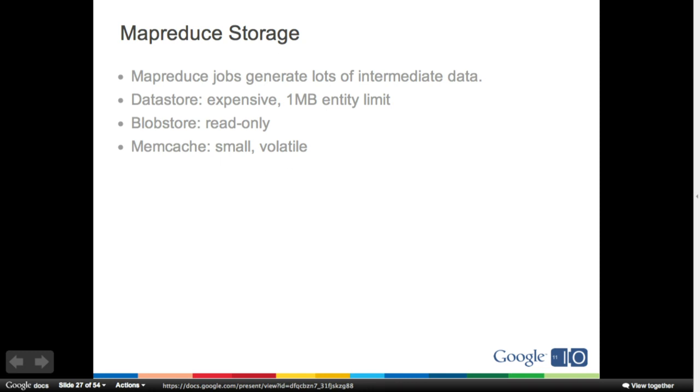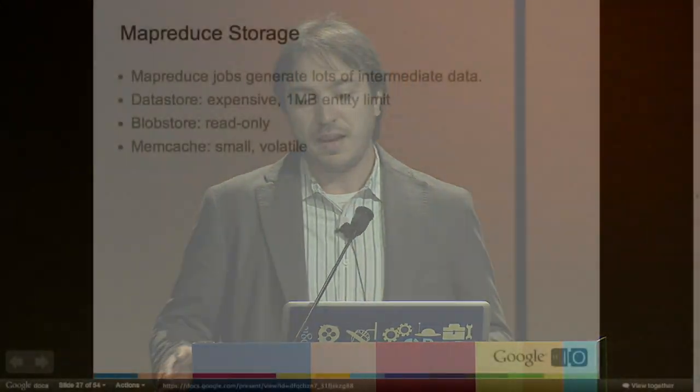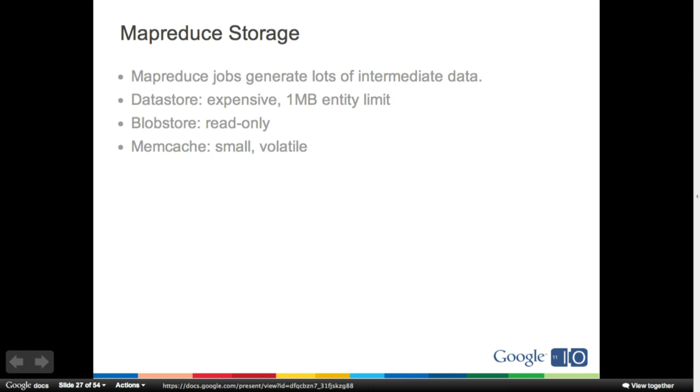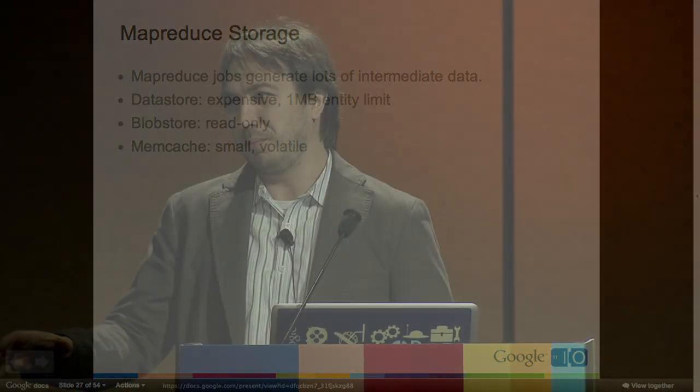So Files API, as I told you, and as you have seen, MapReduce jobs generate lots of intermediate data. This was a tiny, simple MapReduce, which is just an example and processes just 60 megabytes of input data, and it generated 170 gigabytes of intermediate data. And of course, you have to store it somewhere. So before Files API, we had 3 storage systems. We had datastore, which is kind of expensive because it's replicated over multiple data centers, lots of copies. And it also has a 1 megabyte entity limit, which makes storing 170 gigabytes of data kind of hard. You have to split it. You have to remember where you put each chunk. You have to read it in order. It's not a pleasant task.